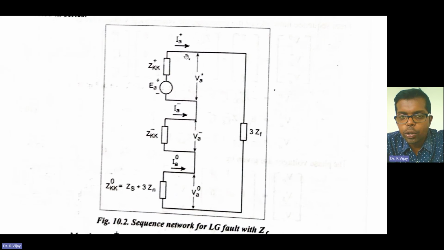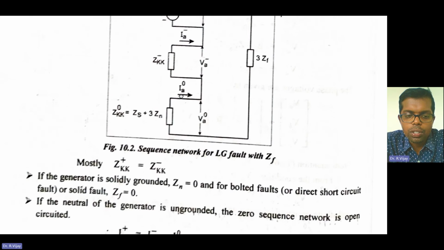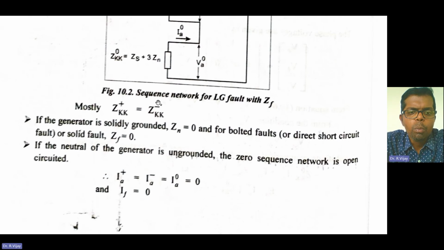Here clearly you need to mention the currents IA positive, IA negative, and IA zero also. Here you see mostly ZKK positive is equal to ZKK negative, from the previous formulation. If the generator or alternator is solidly grounded, that is Zn is equal to 0. And for the direct short circuit fault or solid ground fault, ZF is equal to 0.